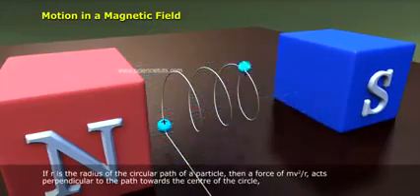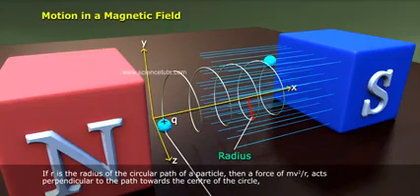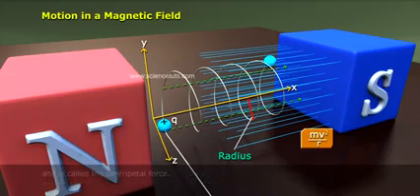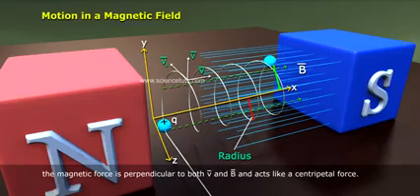If r is the radius of the circular path of a particle, then a force of mv squared by r acts perpendicular to the path towards the center of the circle and is called the centripetal force. If the velocity v is perpendicular to the magnetic field B, the magnetic force is perpendicular to both v and B and acts like a centripetal force.